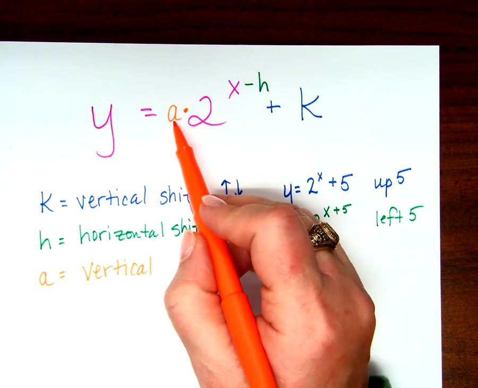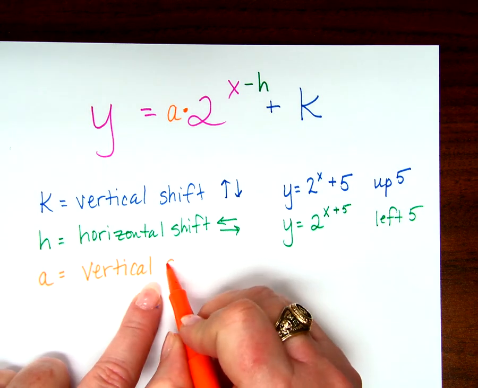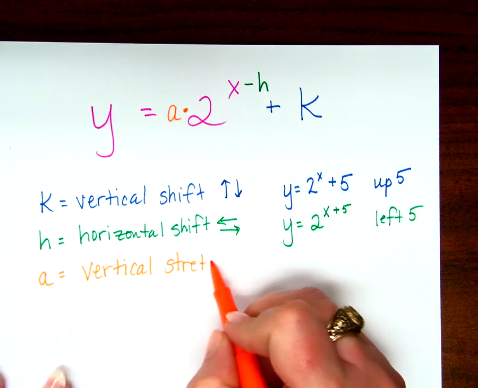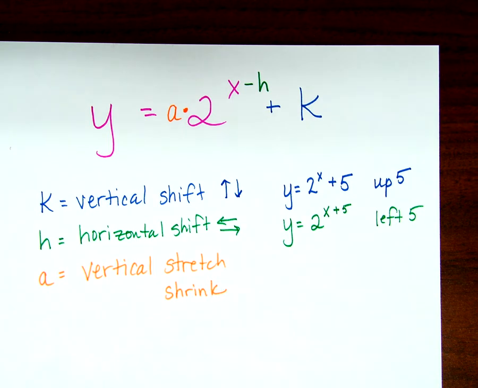But what is a doing to this function? It is multiplying, right? Is it a shift then? Right, because shifts are only if we are adding and subtracting, right? So this is going to be a stretch. You said stretch, but what else might it cause? A stretch or a shrink. How do we tell the difference between a stretch or a shrink?